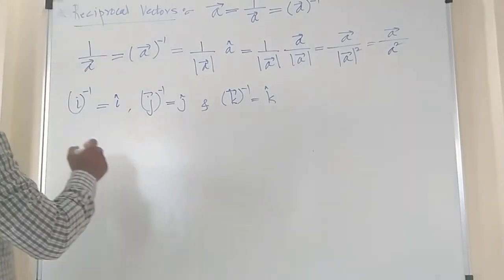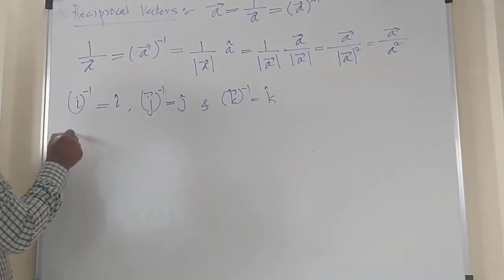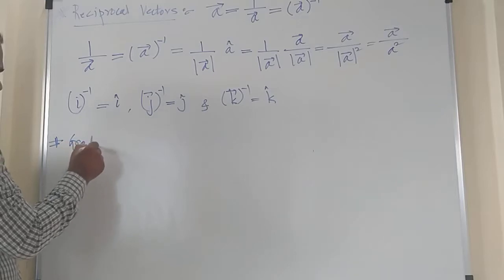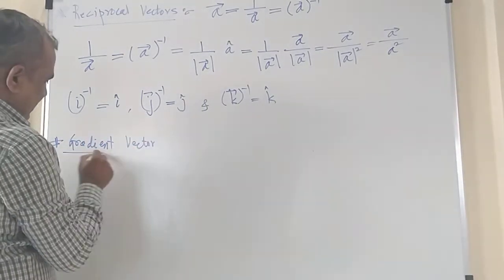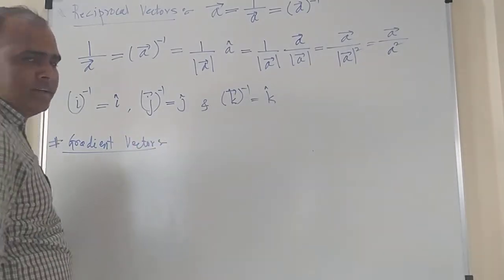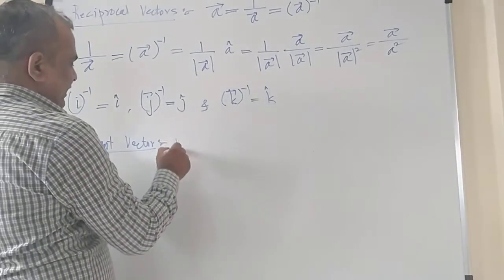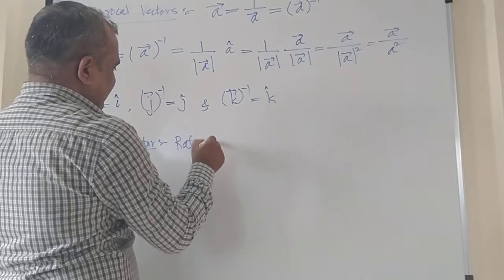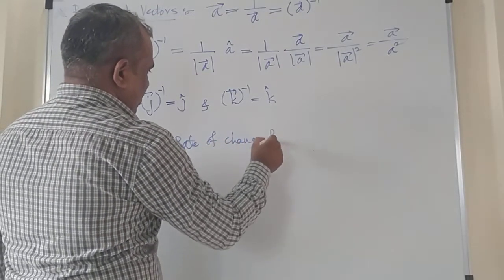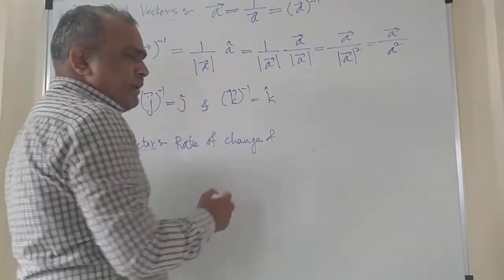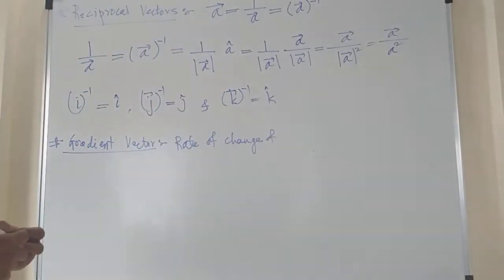Next definition is a gradient vector. Again, what is meant by gradient? Gradient is nothing but a rate of change of one particular quantity with respect to another.